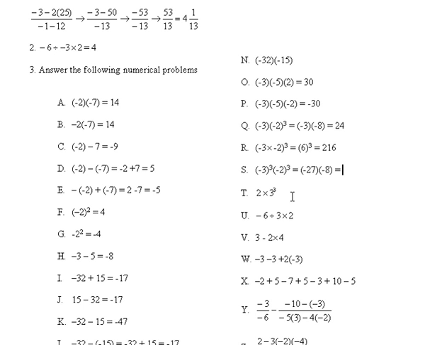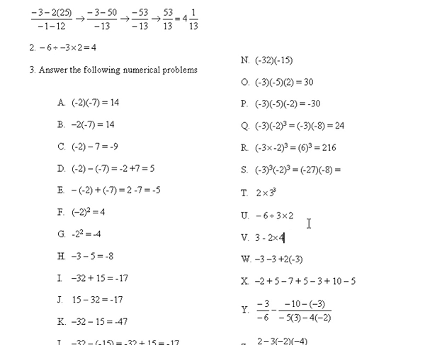This problem, take the 3 and cube it, you get 27. Multiplied times 2, you get 54. Do this straight across. Negative 6 divided by 3 is negative 2. Negative 2 times 2 would be negative 4.